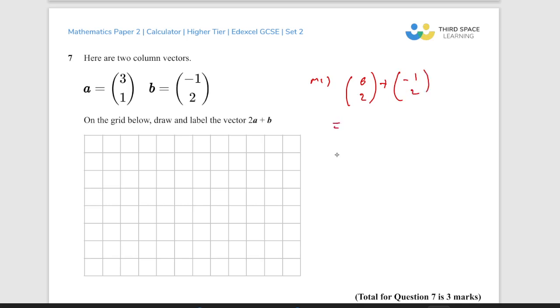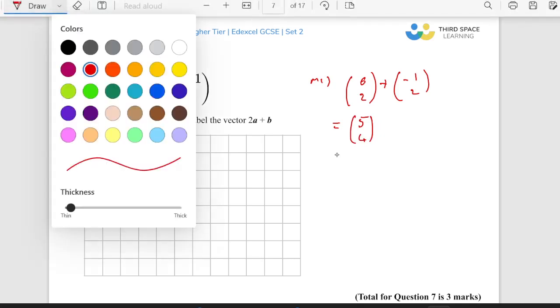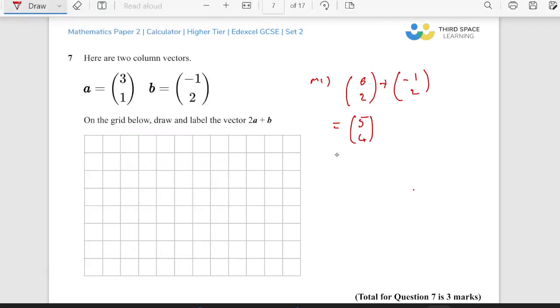So my resultant vector would be 5, 4. And I can draw that as 5, 4 straight away. I'm going to change pen and just show you how I would do it.